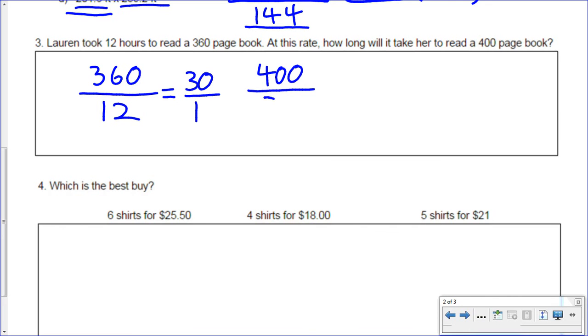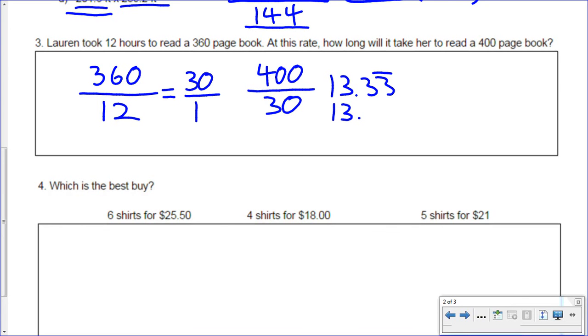400 divided by 30 is 13.33 repeating hours, so 13 1/3 hours. So now if we were going to change this, that would be 13 hours. We know .333 repeating is actually 1/3.